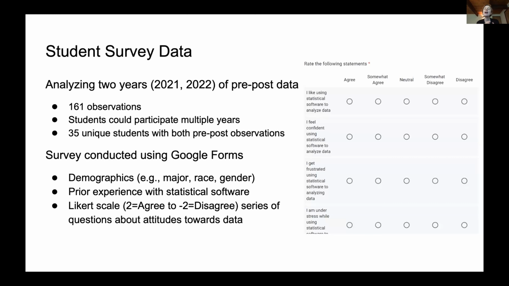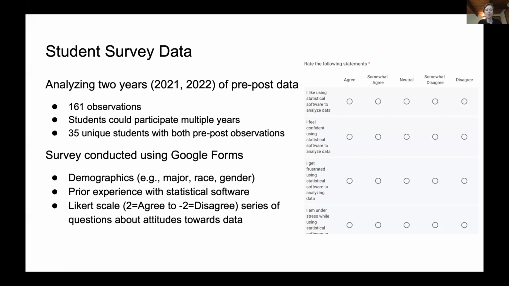So what we did in terms of the research piece here about DataFest was to collect some student survey data. And I'll be talking about 2 years, 2021, which was an online time, and 2022 of pre-post data. So we have about 161 observations here, but students could participate in multiple years, right? These are our majors, oftentimes taking different econometrics and statistics courses. So we have 35 unique students with both pre-post observations, and then they were sometimes observed multiple times.